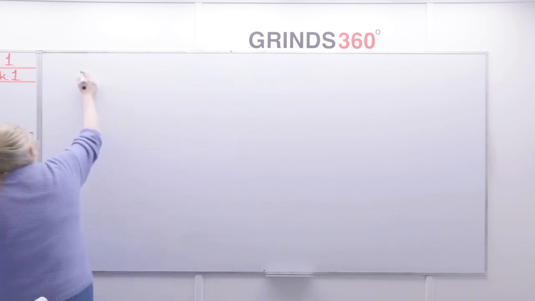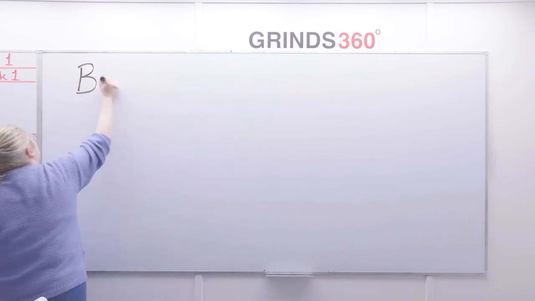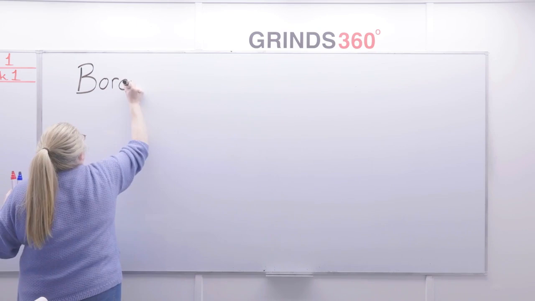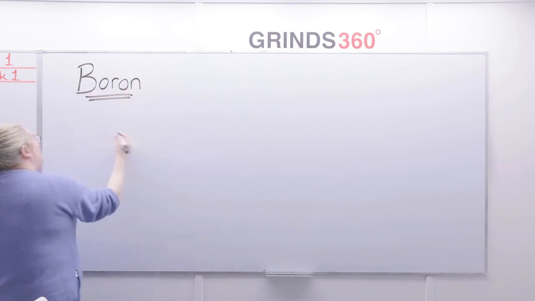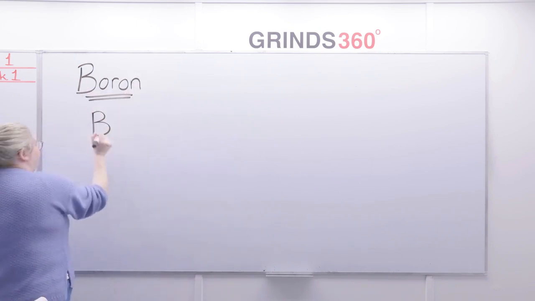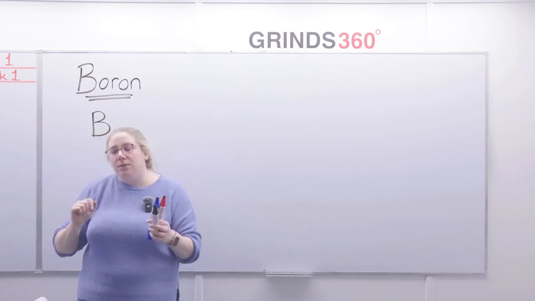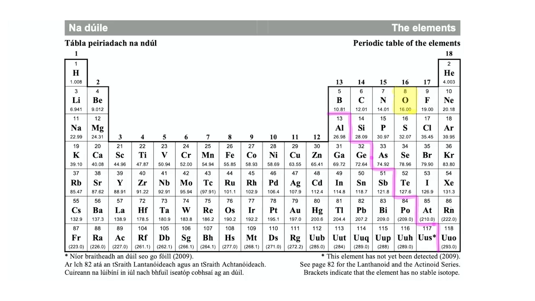Okay. The element that I need you to be careful of is boron. Boron has the symbol B, capital B. Now, if I go to my periodic table, when we did our staircase separating the metals from the non-metals, boron is here. It's in group 3 and has an atomic number of 5. Because the staircase started underneath boron, boron is classed as a non-metal.